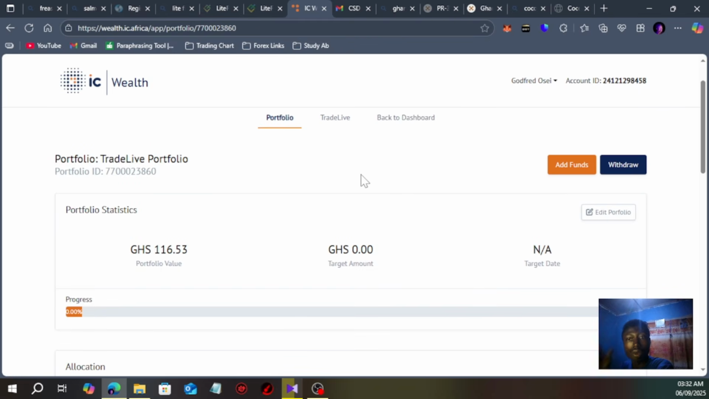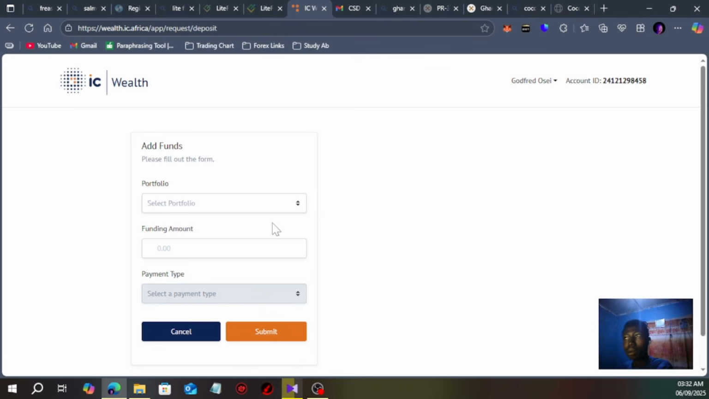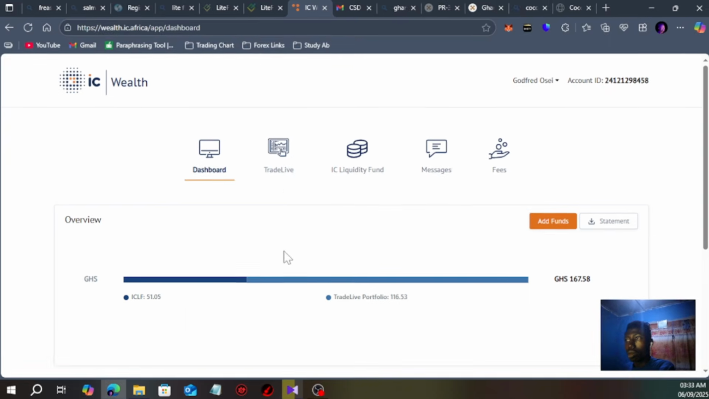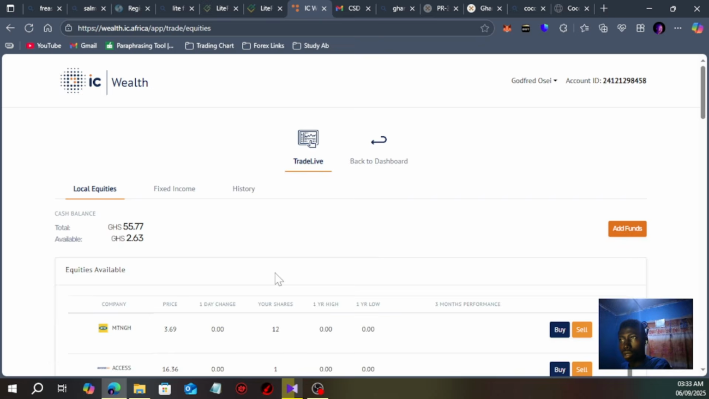Before I go to trade life, let me talk about adding fund and withdrawing fund. Now adding fund. Here is what you have to do. When you come here, you select your trade life portfolio. I have 50. These are different accounts. So trade life portfolio, and then you add the same process as I told you on how to make a deposit to your liquidity fund. So this is the same process for the trade life portfolio. Now let's go back. The most important aspect is the trade life.